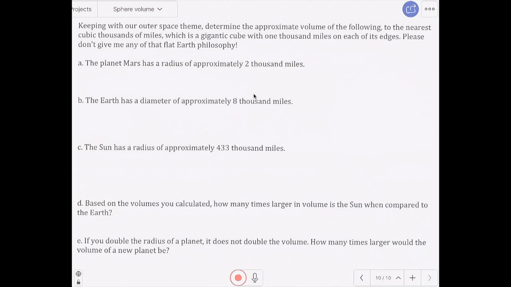And then here's one last look at the final question that I'd like you to work on, which has 5 parts to it. And although planets aren't exactly perfect spheres, we would like to consider them as being spheres to figure out these questions here.